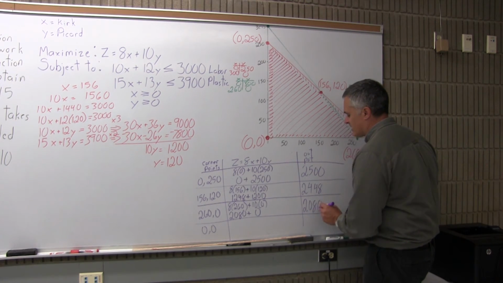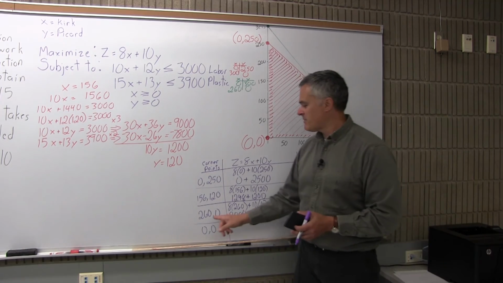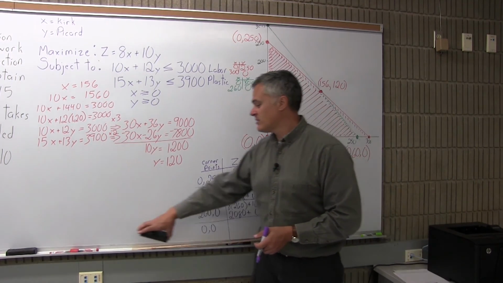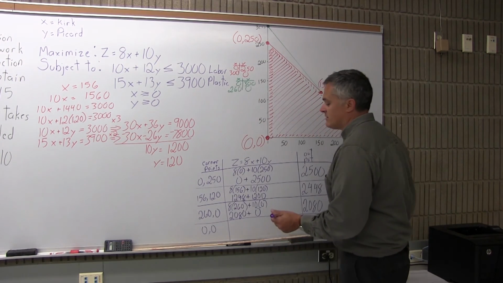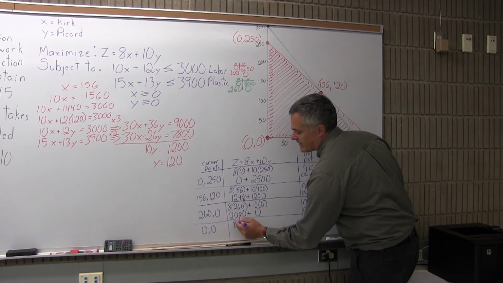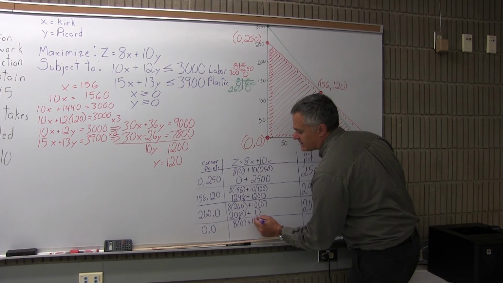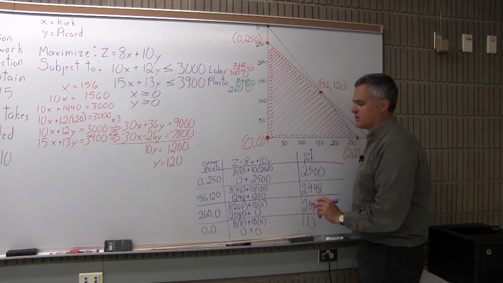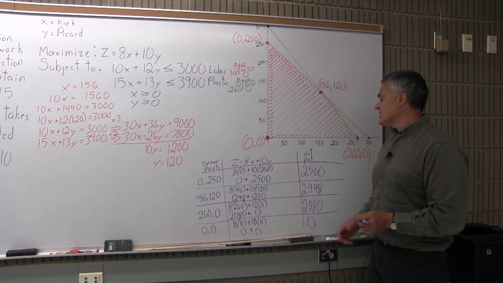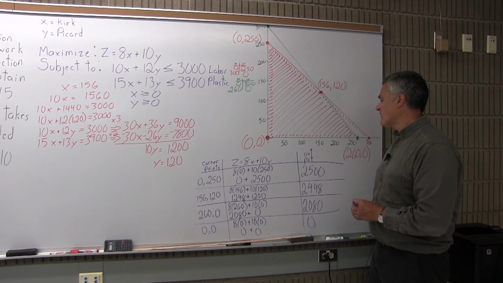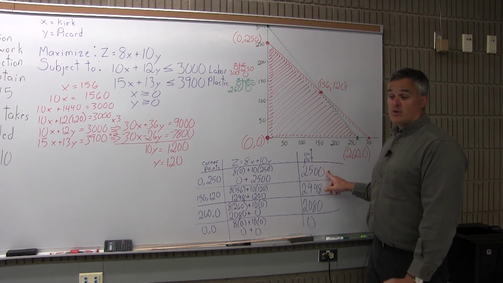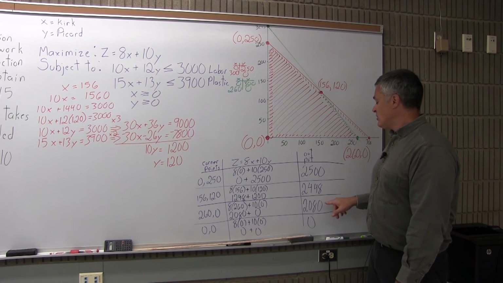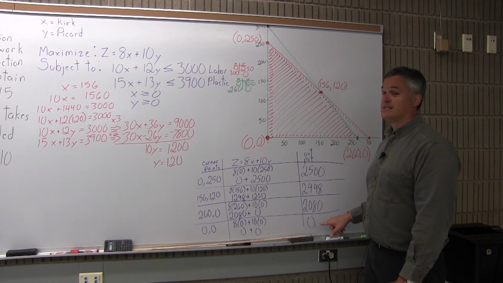Again, which means Ned can make a profit of $2,080 by making all Captain Kirk action figures. 260 Captain Kirks and no Captain Picards. And the last one, 0, 0, is going to give me a profit of 0. 8x is 8 times 0. 10y is 10 times 0. That'll make 0 plus 0, profit of 0, which is not what we want. So we want to maximize the profit. The different possible levels of profit we can make are $2,500 profit, $2,448 profit, $2,080 profit, or $0 of profit.